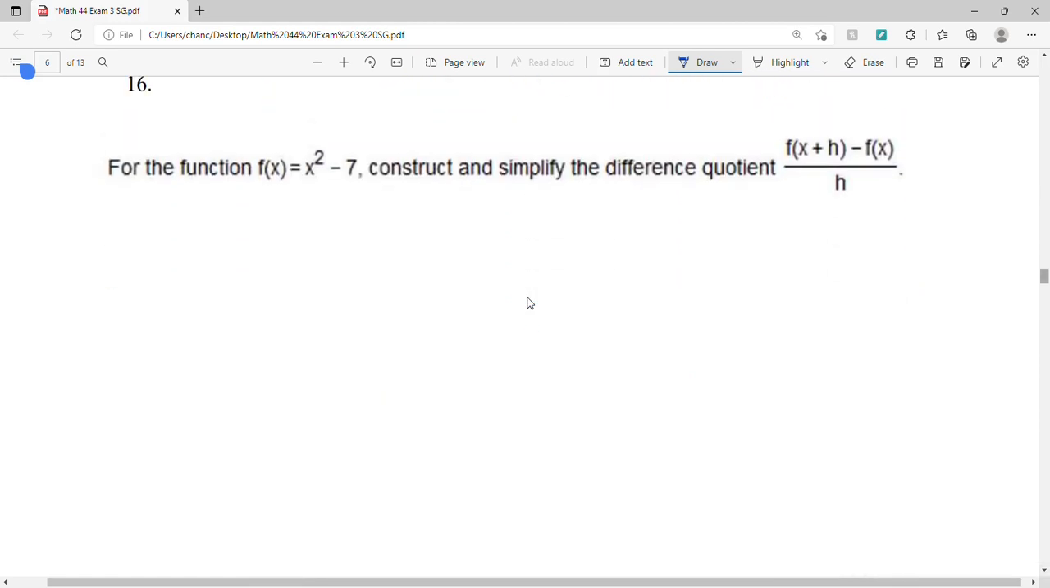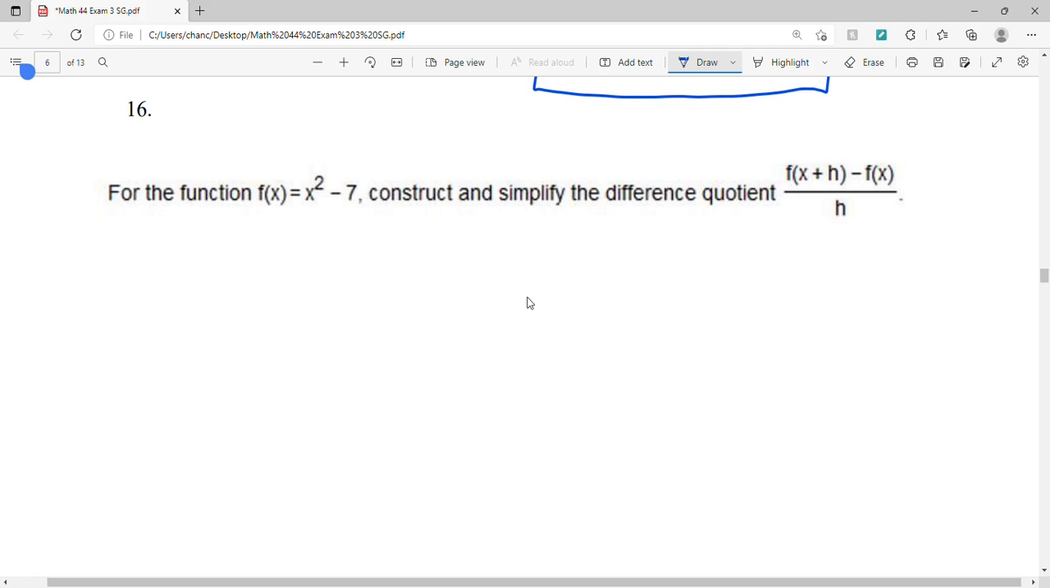Question 16, we'll find the difference quotient for this function. f of x equals x squared minus 7. The first step to finding the difference quotient is to write it out. I want you to write f of x plus h minus f of x, divided by h first. Always start with that, and then you can do the work.